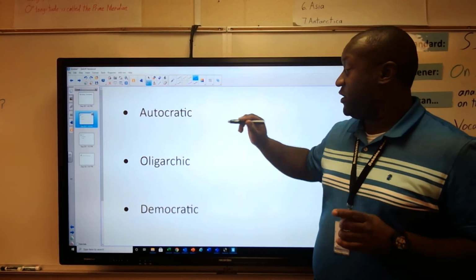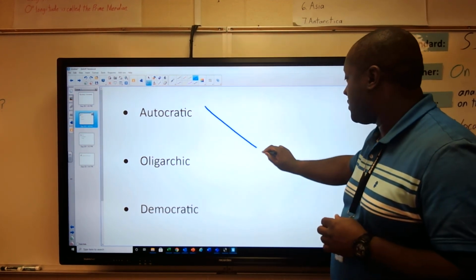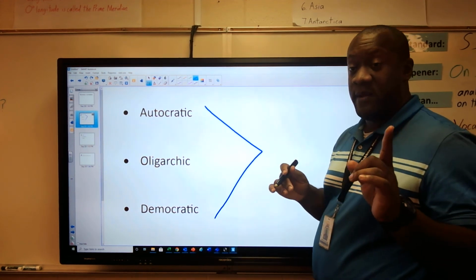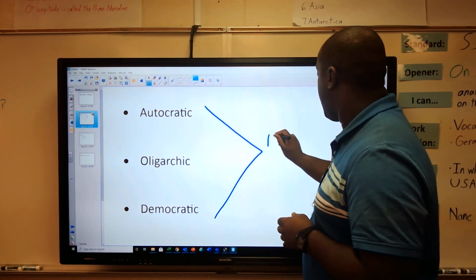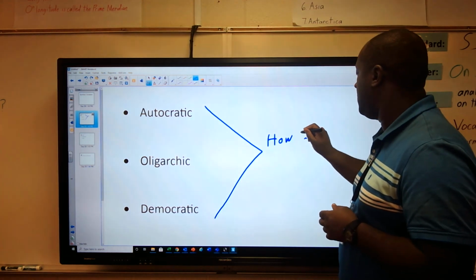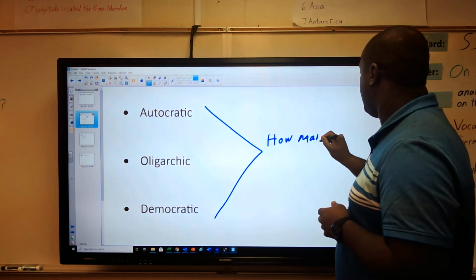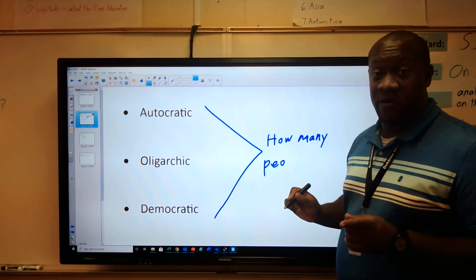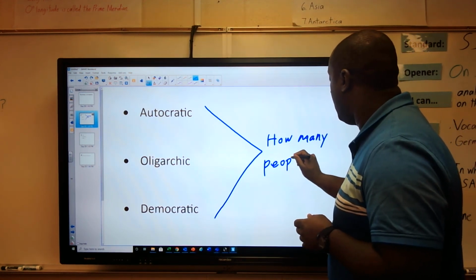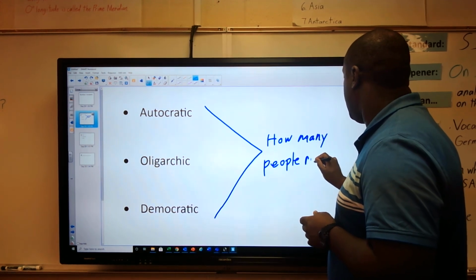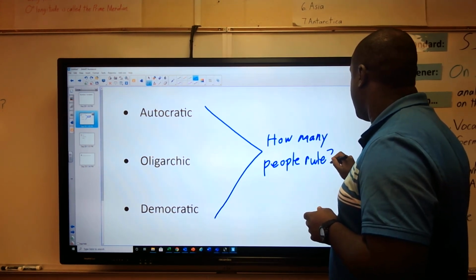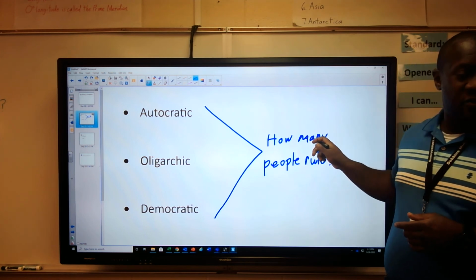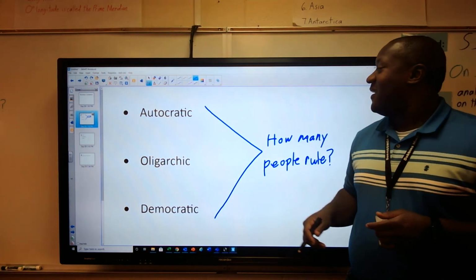But first of all, just for you, this is a note. Let's make sure that we have this and we go, okay, what do all 3 of these words describe? Well, they're describing how many people rule. That's going to be very important for us to remember. How many people rule? If we can keep that in mind, that's really going to help us. All right? So how many people rule? Kind of weird looking M, but you get the point.